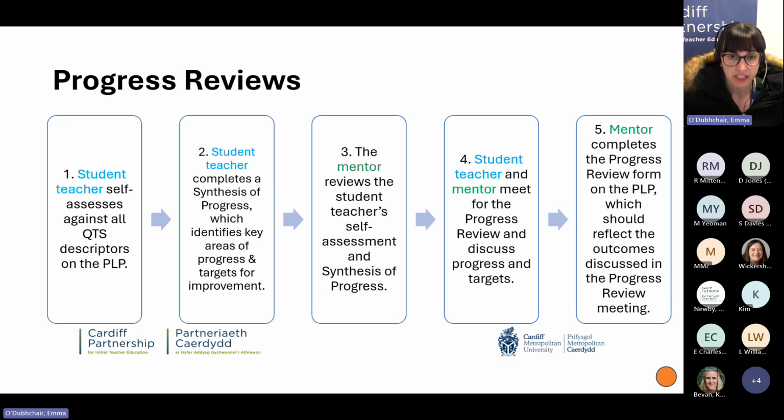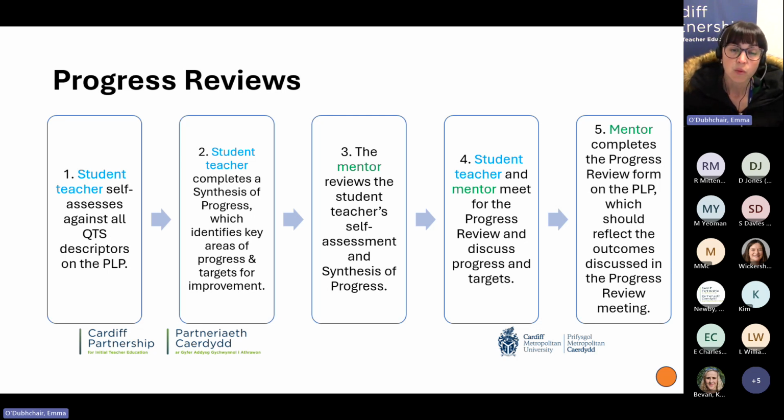Of course, we're not expecting you, and neither would it be possible for you, to cover all 32 elements of the standards in that progress review meeting. So we recommend that if there are any particular elements where the student teacher has achieved some real success and ought to be celebrated, or if there are areas of their practice that you've been giving them feedback on over the last few weeks that they are not quite getting there, thinking about how they can address those particular areas will be a really good way of using the time in that progress review meeting.